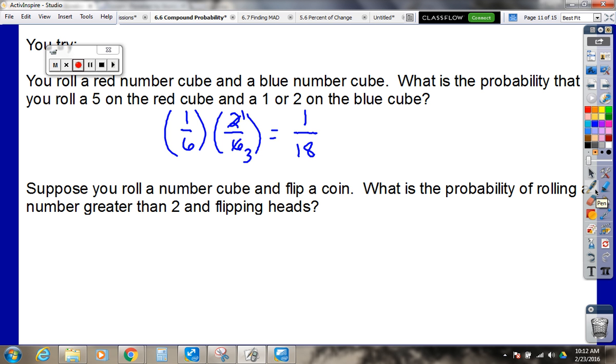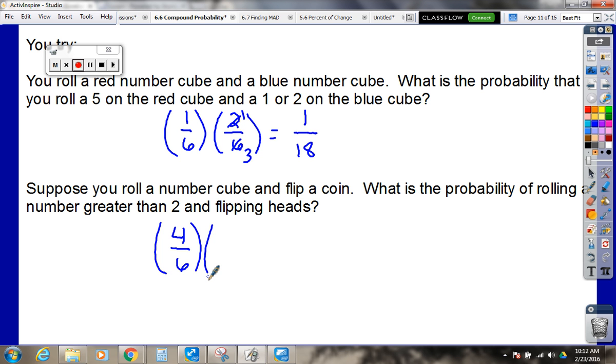Okay, next example. Suppose you roll a number cube and flip a coin. What is the probability of rolling a number greater than 2 and flipping heads? Garrett, what's the probability that I'm going to roll a number greater than 2? How many numbers greater than 2 are on the die? 4 out of 6.